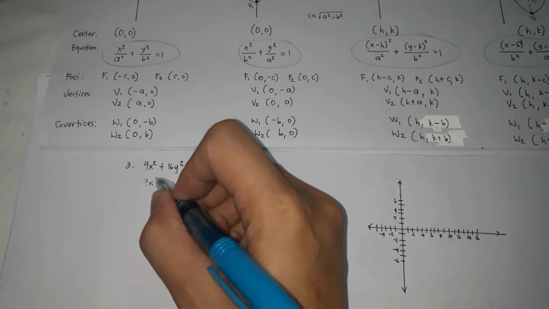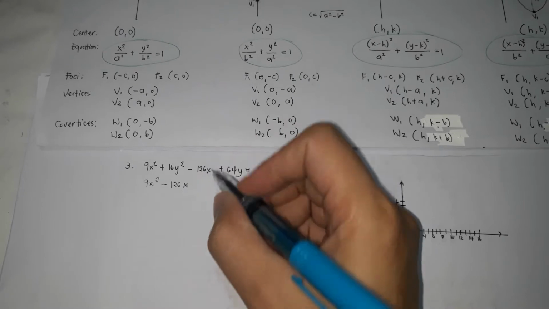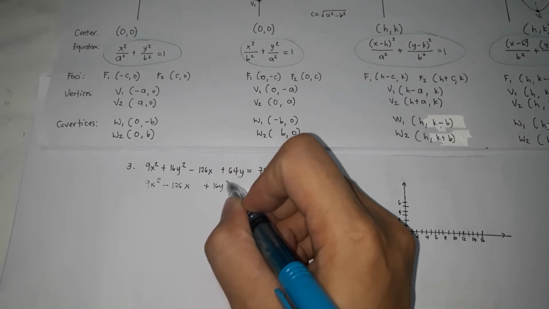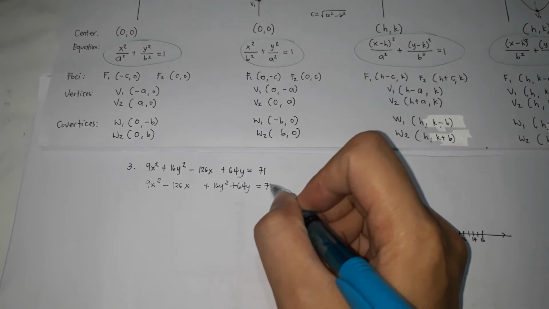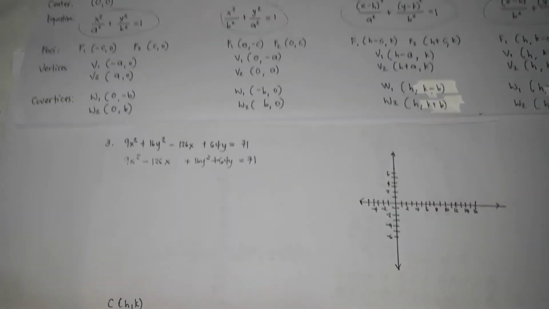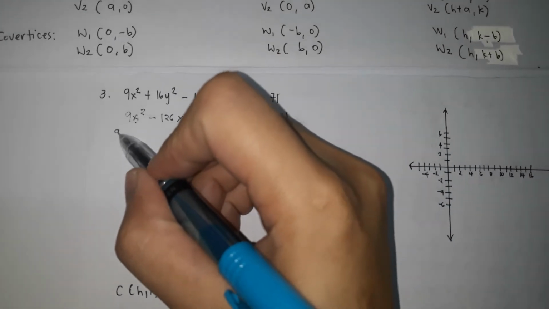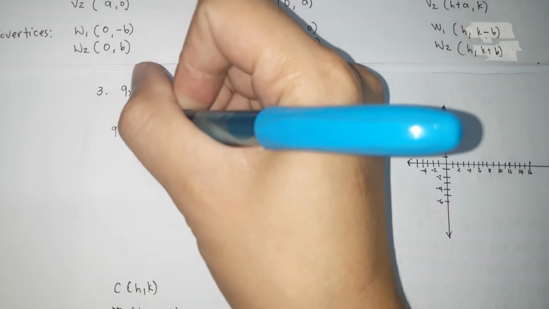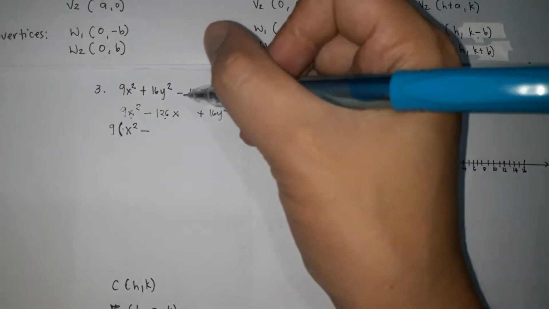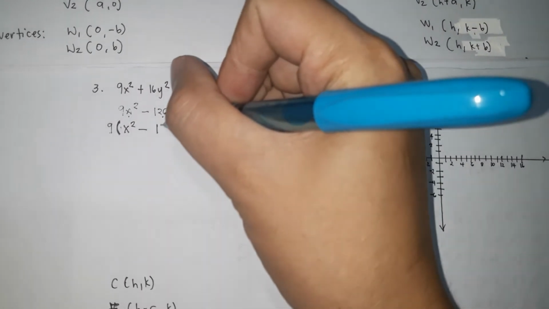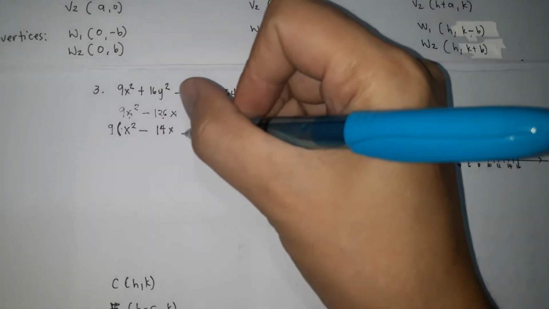So, 9x squared minus 126x plus 16y squared plus 64y is equal to 71. Next, you need to factor out 9 so that only x squared is left. Divide 126 by 9. The answer is 14x. Leave a space here.